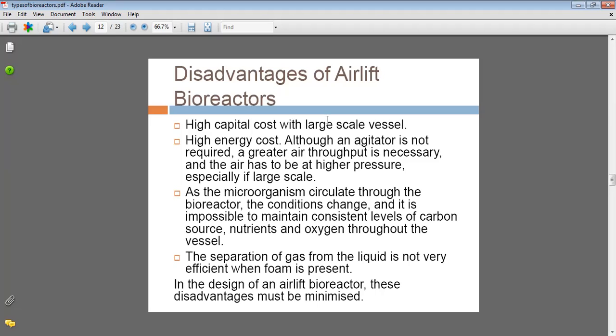So this is all about the two types of bioreactor which we have to study in this lecture, STR and the airlift bioreactor. Thank you.